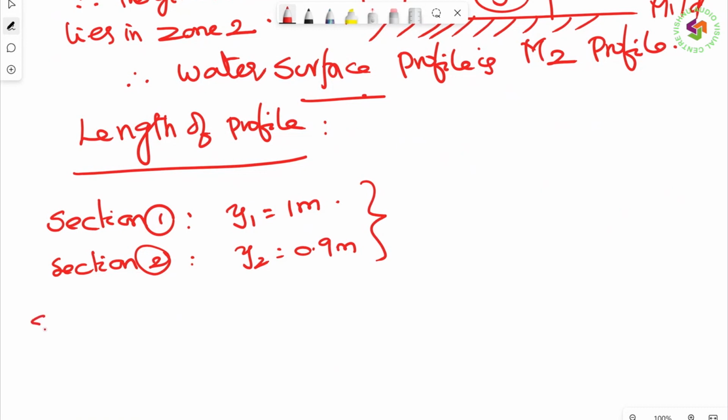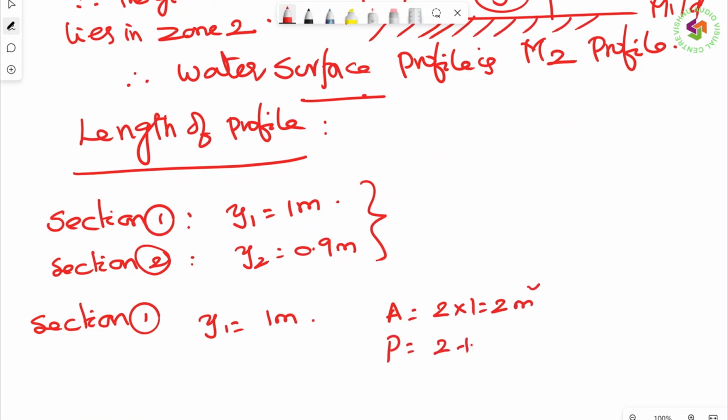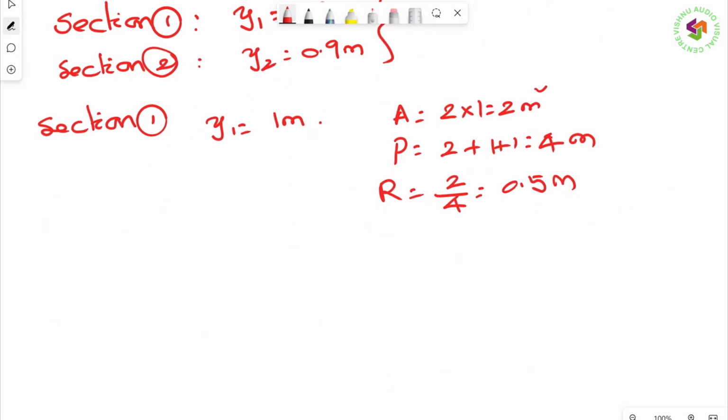Now I take section 1. Knowing Y1 is equal to 1 meter, what is the area? 2 into 1, 2 meters square. What is P? 2 plus 1 plus 1, this is 4 meters. R is equal to what? 2 by 4, 0.5 meters. Then what more do I require to calculate E1 at section 1?